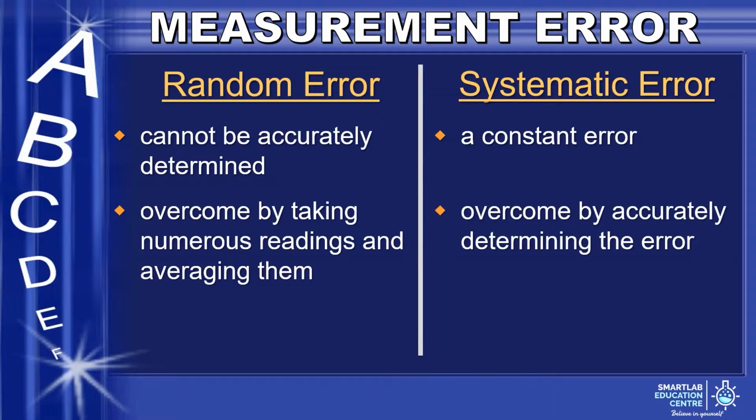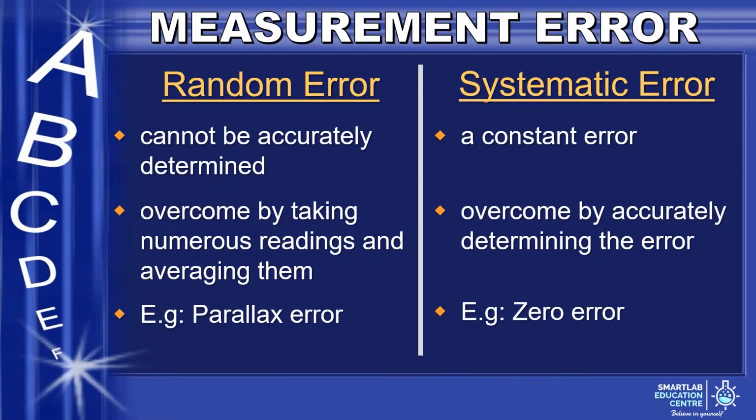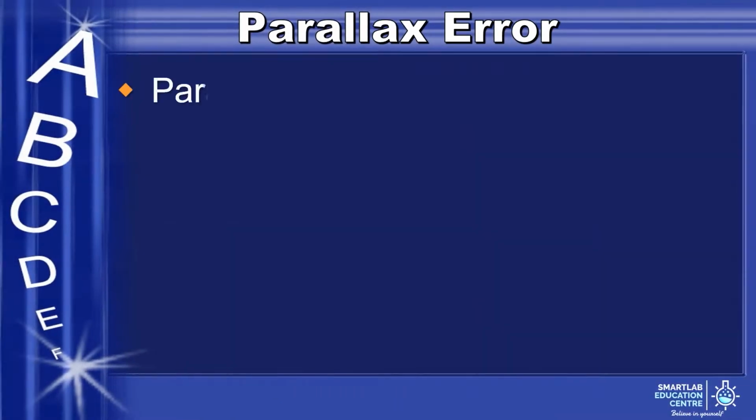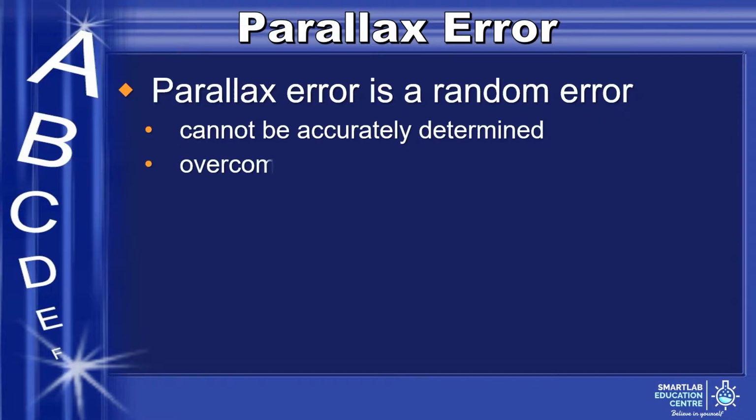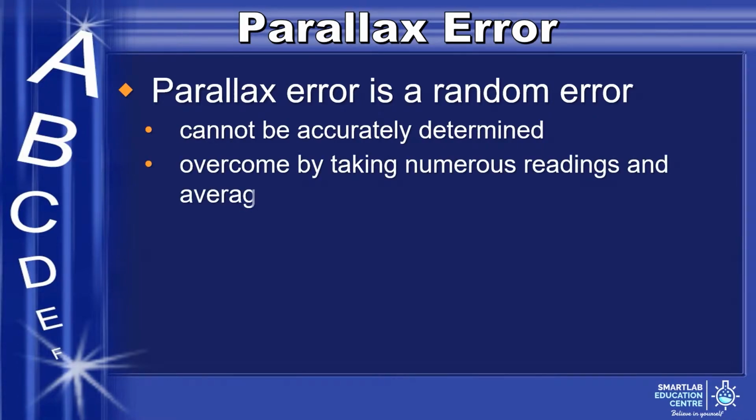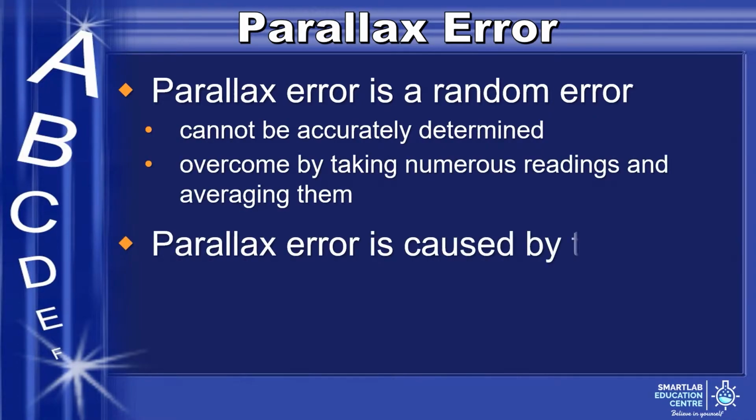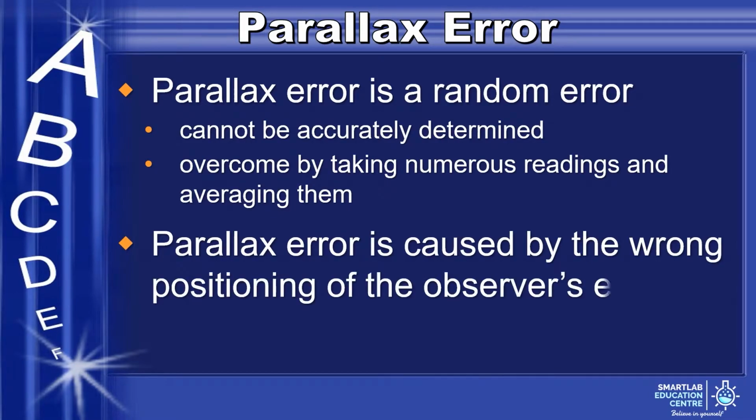Let's take a look at two commonly encountered measurement errors: parallax error and zero error. Parallax error is a random error. Parallax error is caused by the wrong positioning of the observer's eye when taking a reading.